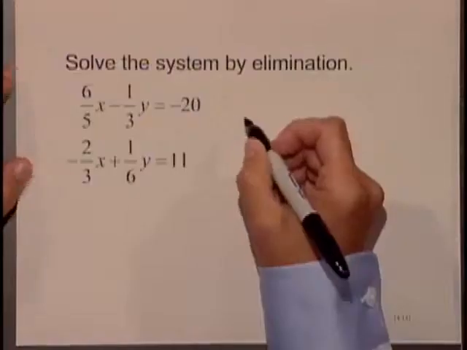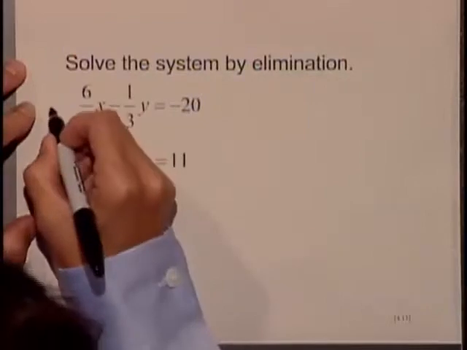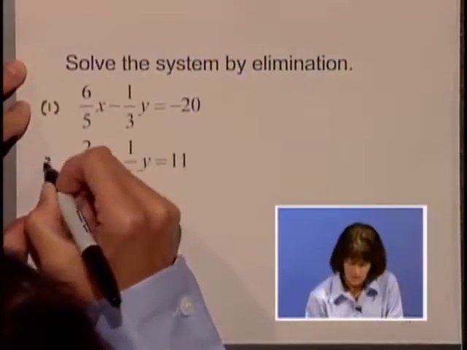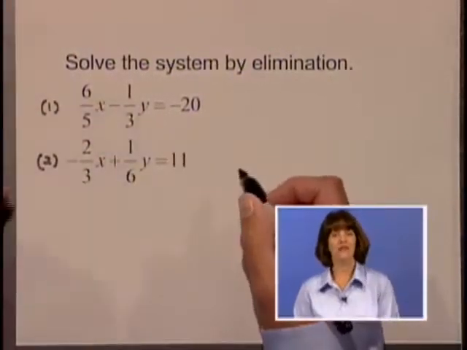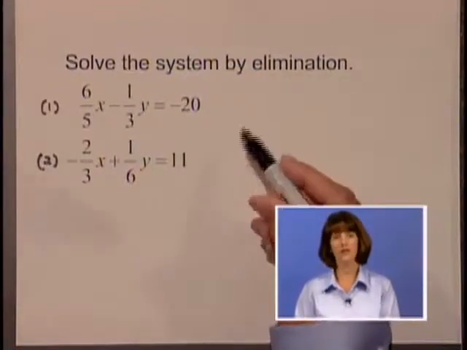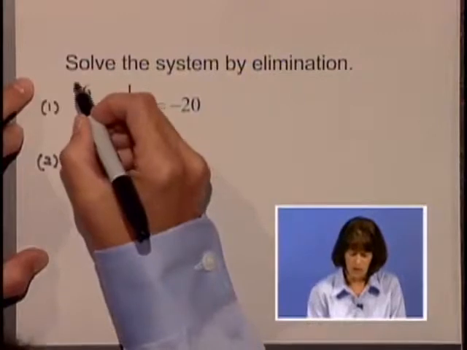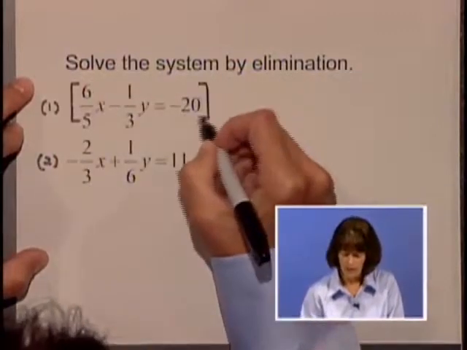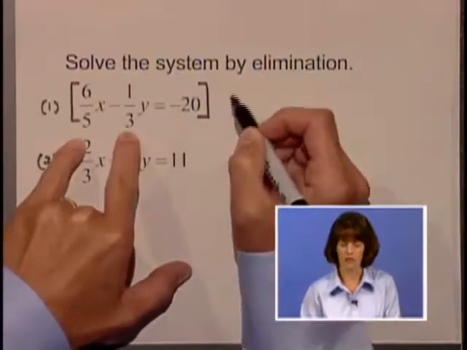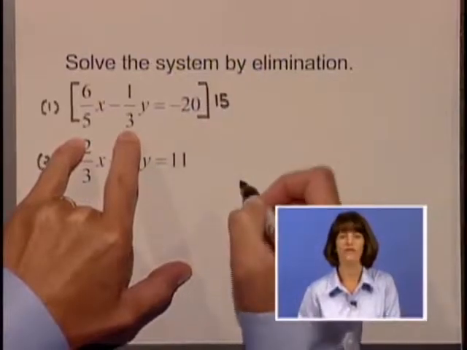Let's solve this system using the elimination method. And as we look at it, it seems a bit complicated. It has fractions in it. Let's start by naming these equations 1 and 2, and let's choose to get rid of those fractions. Let's multiply equation 1 through by the lowest common denominator of 5 and 3, or 15.